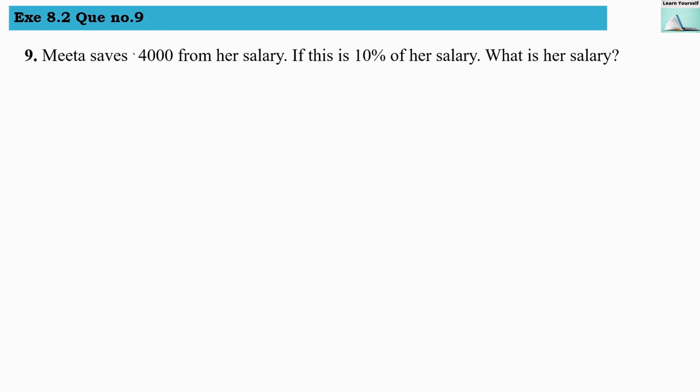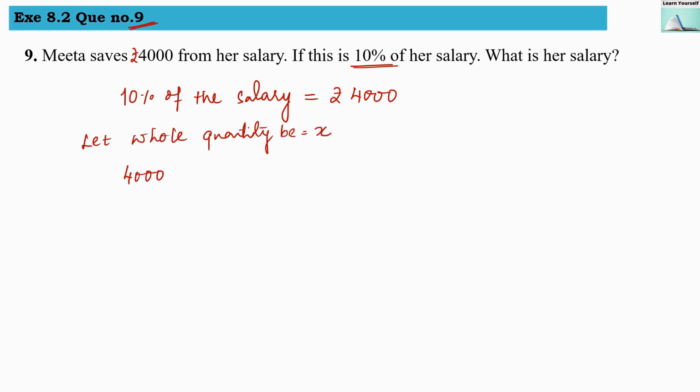Exercise 8.2, question number 9. Meeta saves 4,000 rupees from her salary. If this is 10% of her salary, what is her salary? So they are saying that 10% of the salary is equal to 4,000 rupees. We have to find her complete salary for a month, so we have to find the whole quantity. They have given us a part of the quantity, but we do not know the whole quantity. So we are assuming the whole quantity will be X.